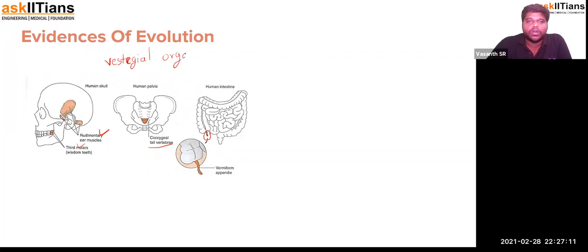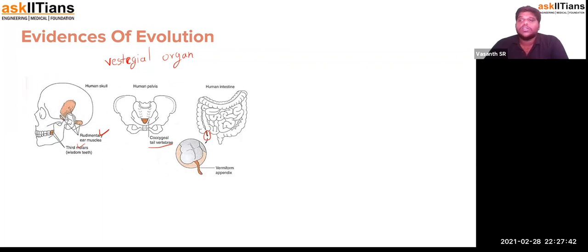Vestigial organs. Vestigial organs are organs that were functional but are not functional anymore. So the third molar is not functional, because molars are usually used to chew. Now we cook the food so much that chewing is not even required, we just have to gulp it. So the third molar becomes completely useless.